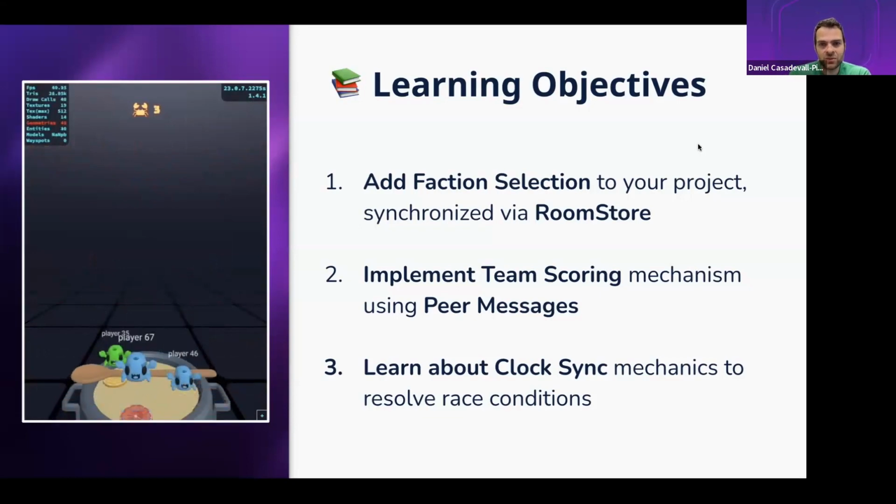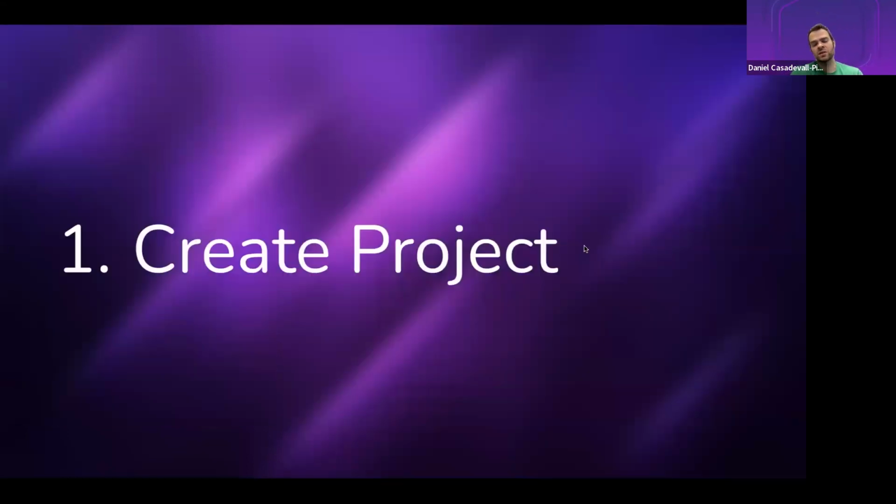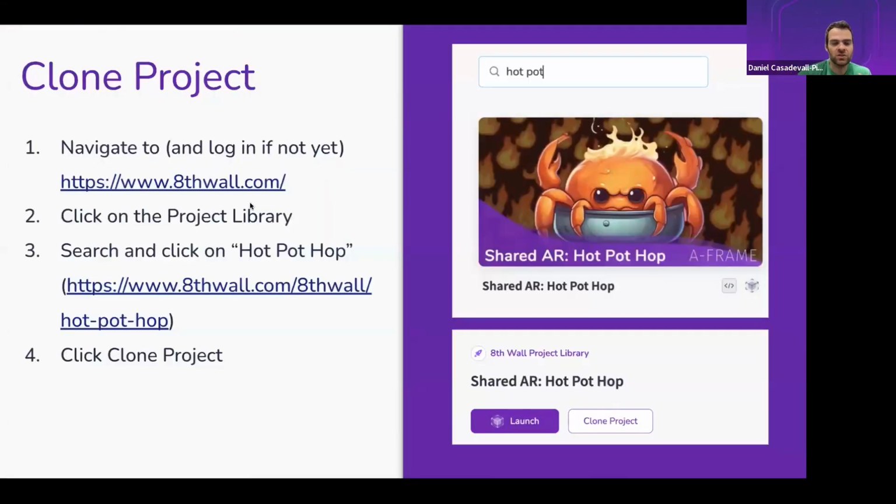So let's get into the coding part of this. First off, we're going to create the project. So you're going to want to navigate to 8thwall.com, click on the project library there, and we're going to search for a project named Hot Pot Hop, but you can just type Hot Pot and it should pop up.